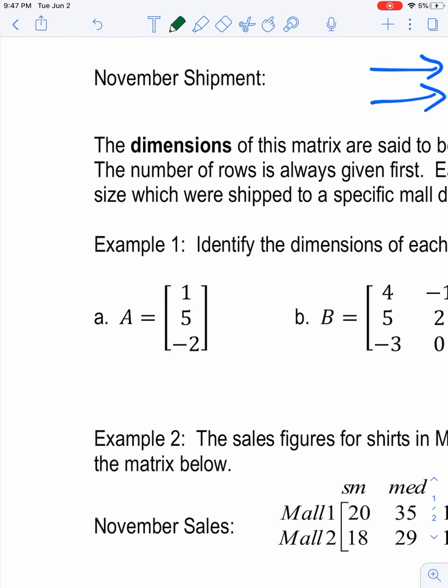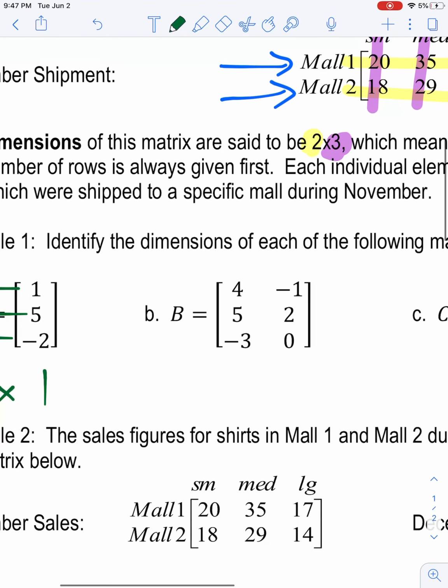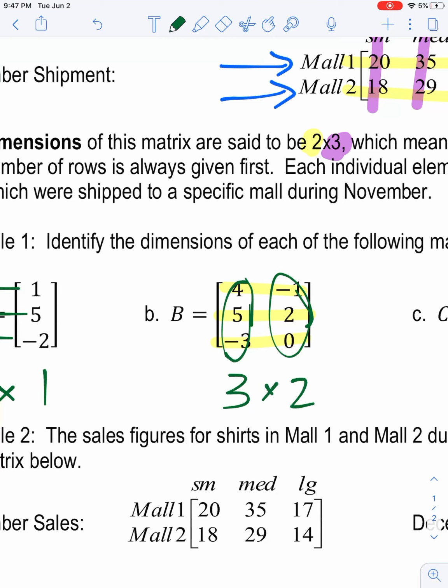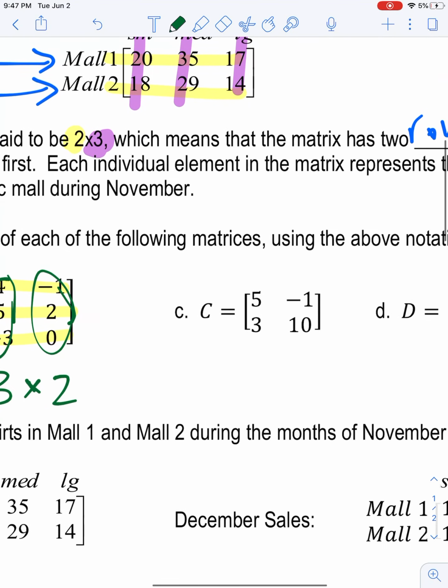So when I look at part A, I'm counting how many rows, and there's 3, and then how many columns, and there's just 1. So that matrix is a 3 by 1. In part B, I'm going to go ahead and highlight the rows. There's 3. And then for columns, we have 2. So this is a 3 by 2 matrix. The biggest mistake students make would be switching and calling this a 2 by 3 when it's actually a 3 by 2. So make sure you're looking at rows first and then columns.